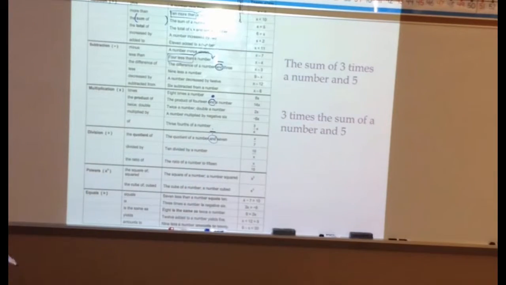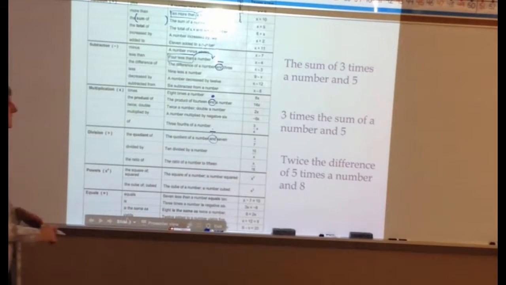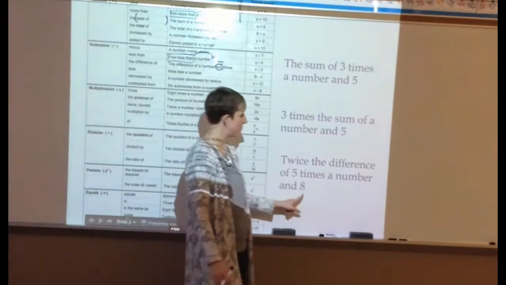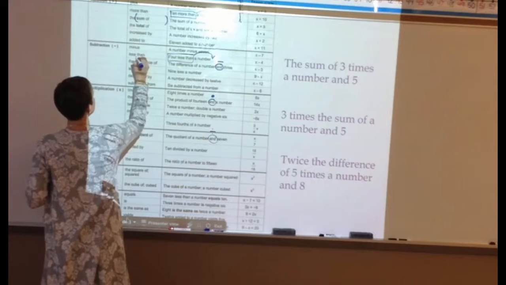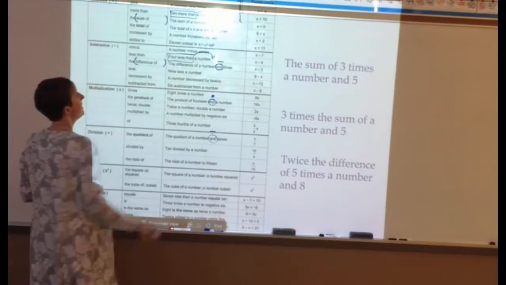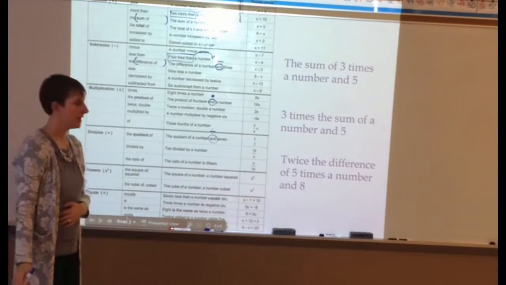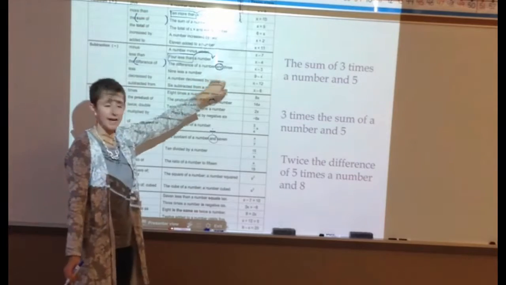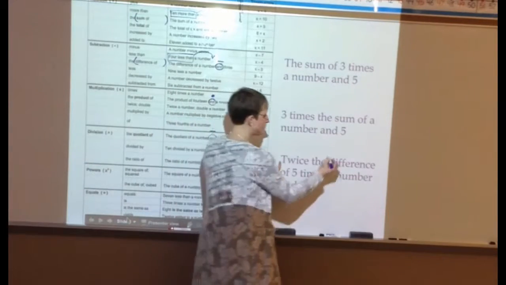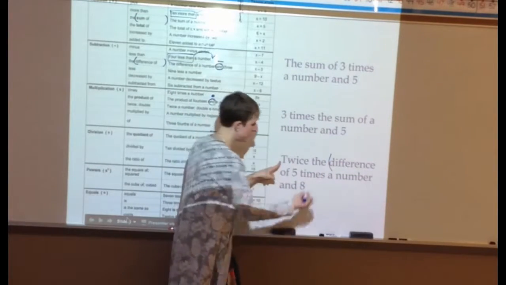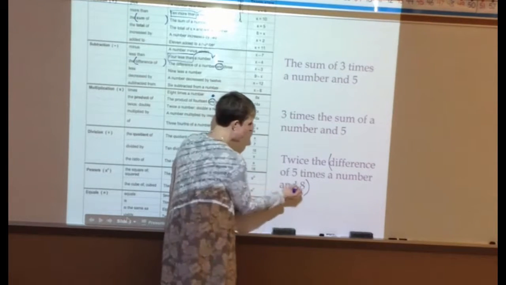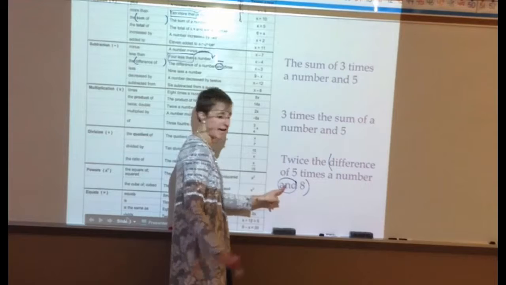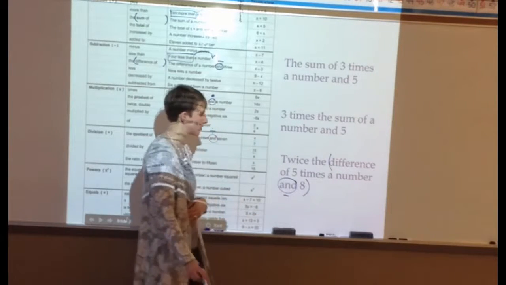Last one. Twice the difference of 5 times a number and 8. So going back to difference in our chart, difference is 1, 2, where when you see it, you want to bring in that parenthesis. Okay? And focus on that word "and." So twice the difference, there's difference, bring in my parenthesis, and then put it at the end, of 5 times a number and, since I'm talking about difference, my "and" tells me where I bring in my subtraction.